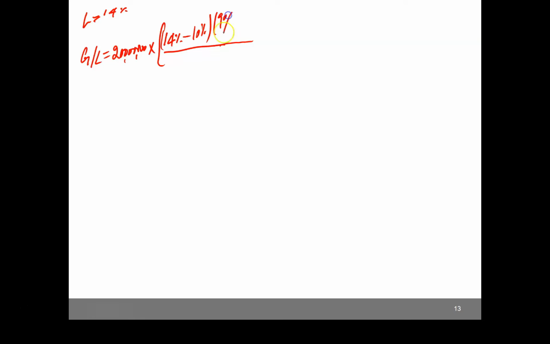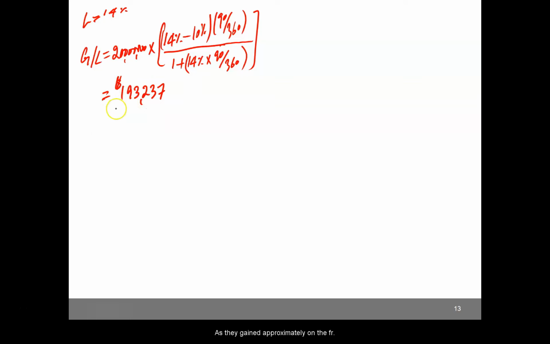the 90 over 360 here, 1 plus 14% into 90 divided by 360. So this will give us 193,237 dollars as a gain approximately on the FRA. Now this is a gain on an FRA.